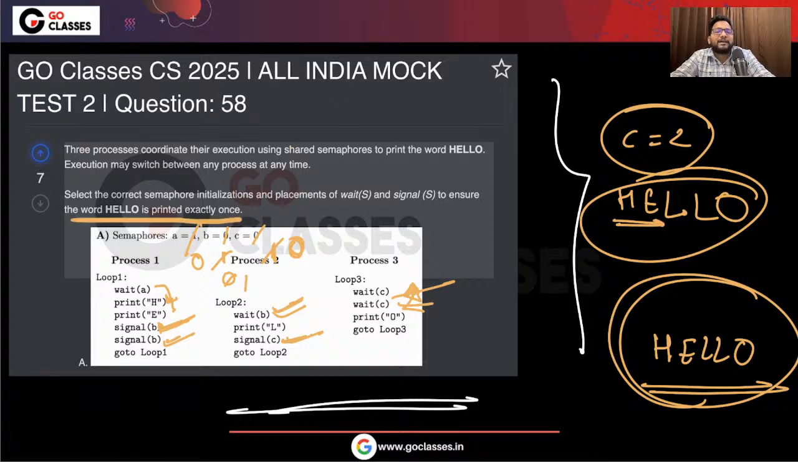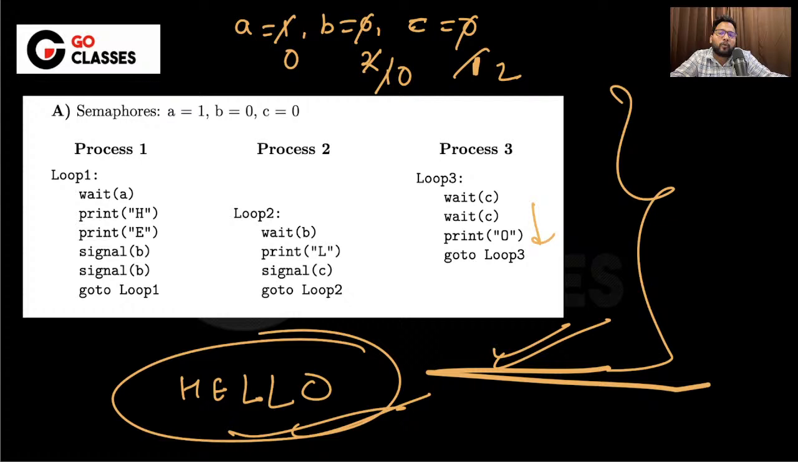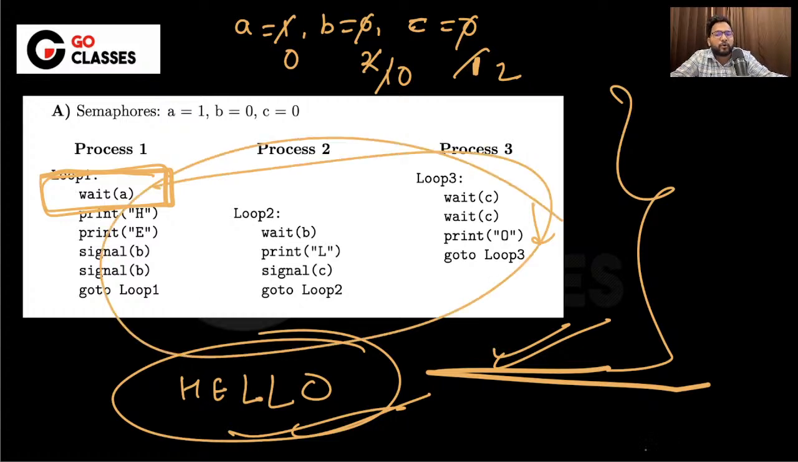Hello is printed exactly once. Okay, hello should be printed exactly once. Now let's just see, can you print this twice? So the answer is no, because this is the starting point, wait is the starting point, and no one is signaling this, right? So you can't do this again.